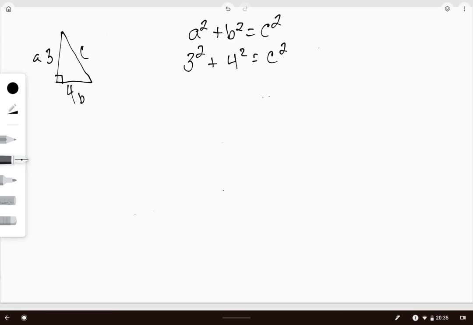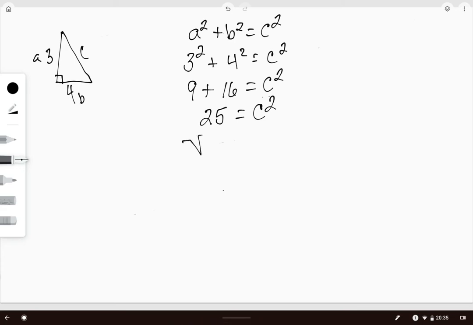So 3 times 3 is going to be 9, plus 4 times 4, which is 16, and all of that equals c squared. So then 9 plus 16 is going to be 25, and that's going to equal c squared. Now, as I taught you last week, the opposite or the inverse of an exponent is the square root function.